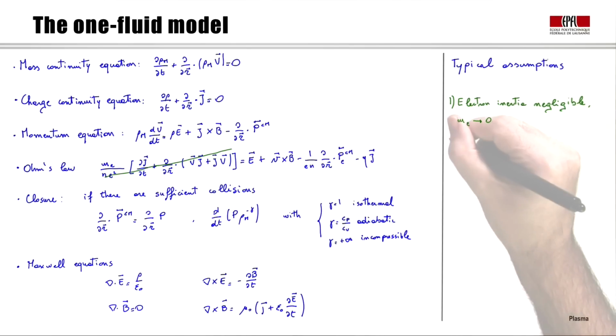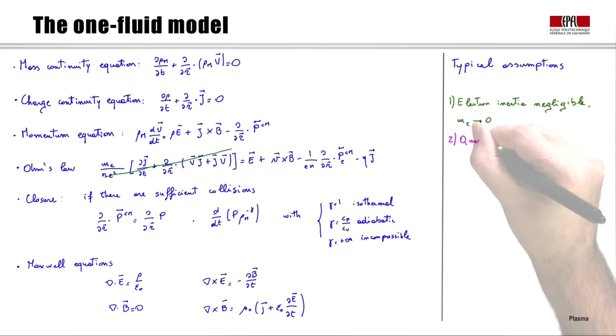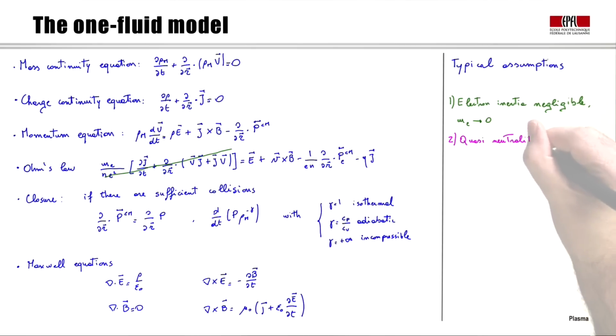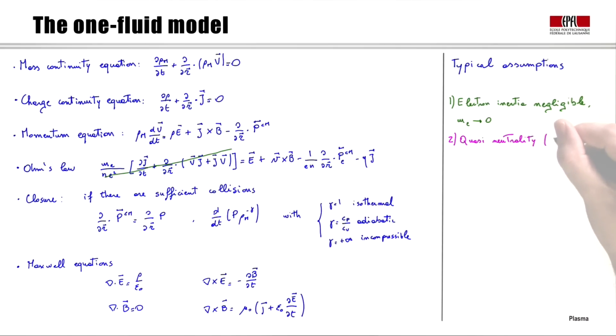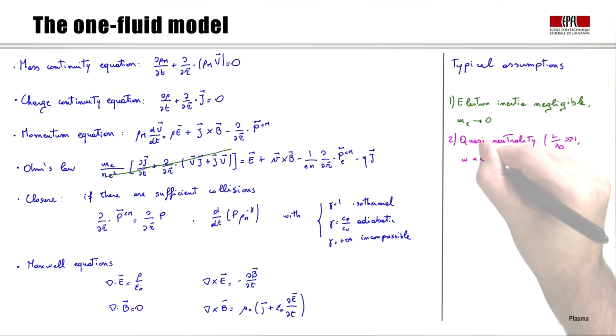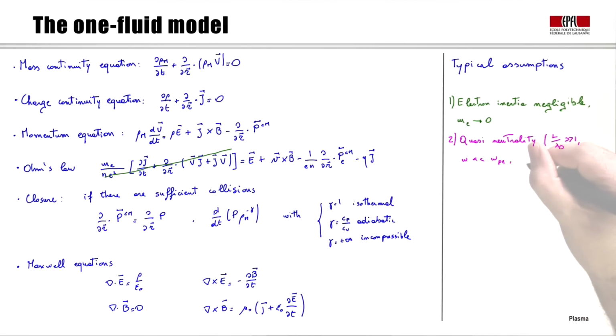The second assumption is to assume that the plasma is quasi-neutral, which means to consider phenomena that occur on scale lengths that are much larger than the Debye length, phenomena that have typical frequencies much smaller than the plasma frequency, and that have a frequency much smaller than the ion cyclotron frequency.